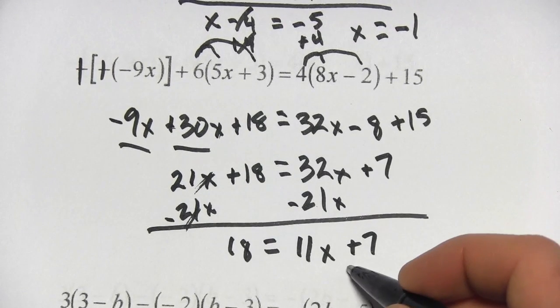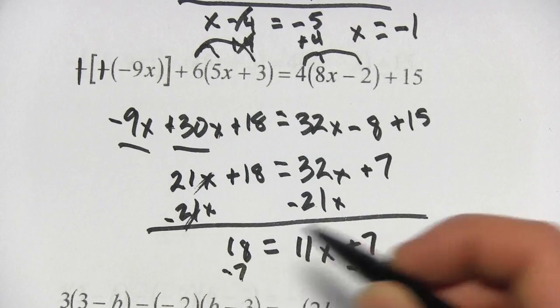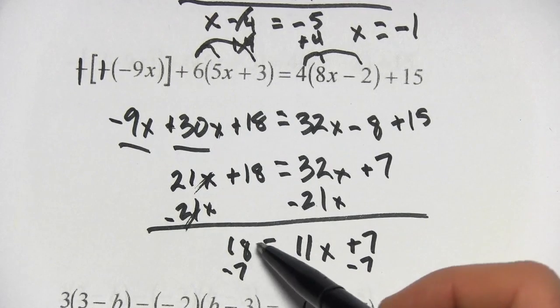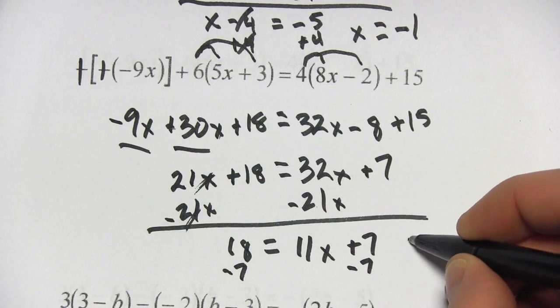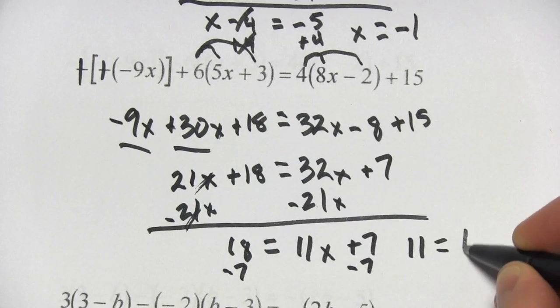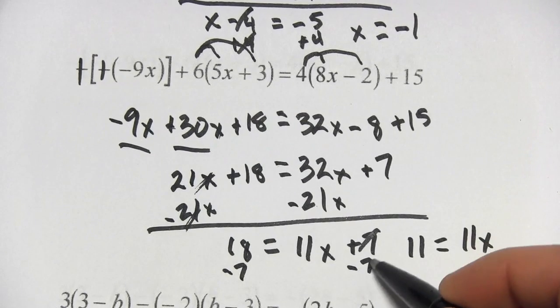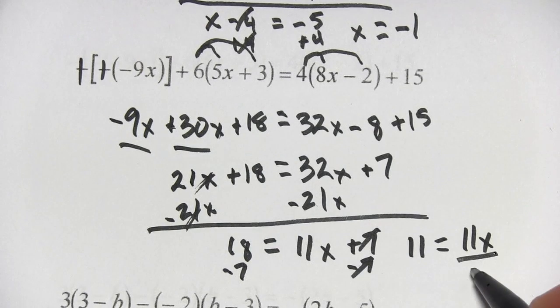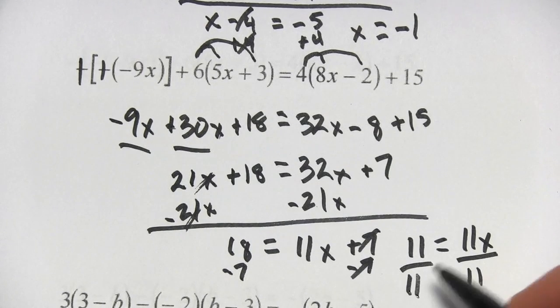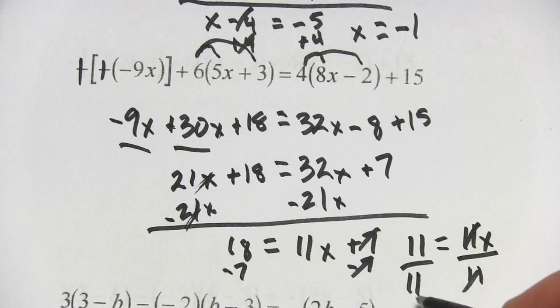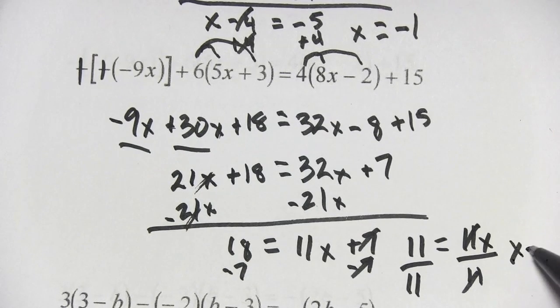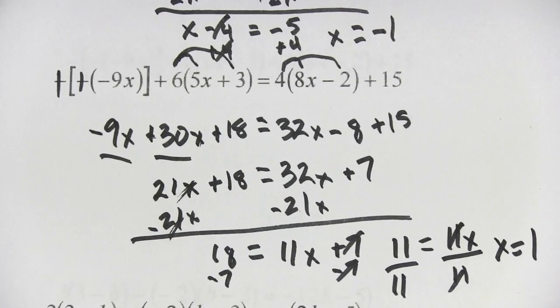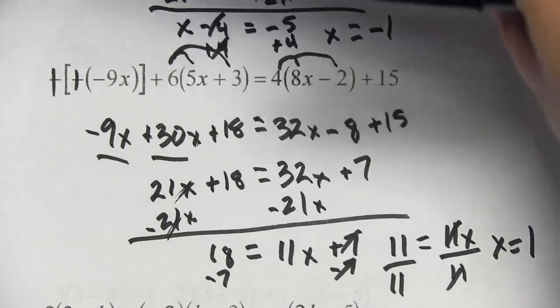And we need to subtract 7 to get the x term alone. Oh, I see how this is going to go. 18 minus 7 is 11. And then we have 11x left over here because the 7's add up to 0. And then we just divide by 11. And we get 11 divided by 11 is 1, so x equals 1. That wasn't too bad after all.